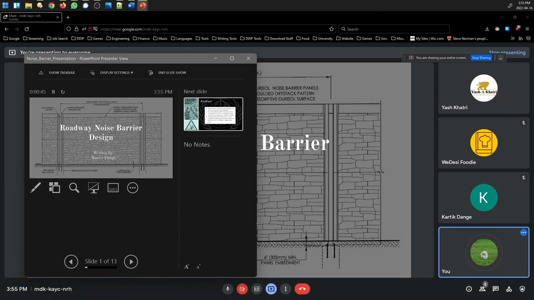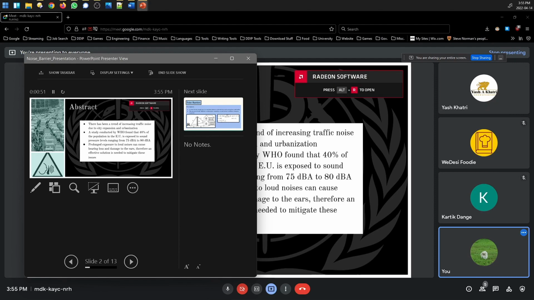So, today we're going to talk about roadway noise barrier design, written by Ranveer Dambe. There has been a trend of increasing traffic noise due to city expansion and urbanization.